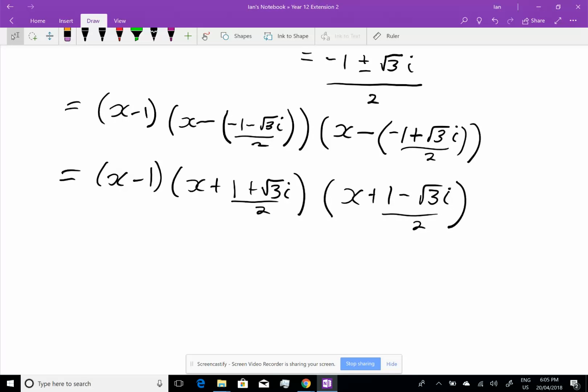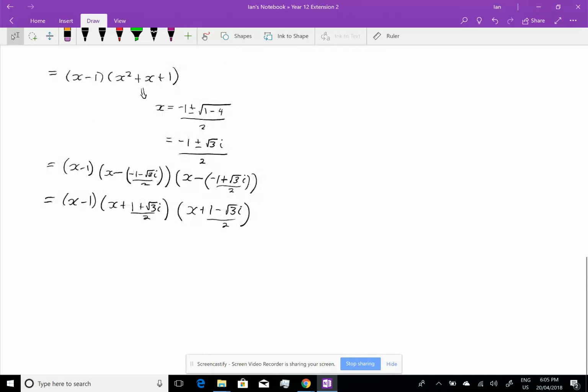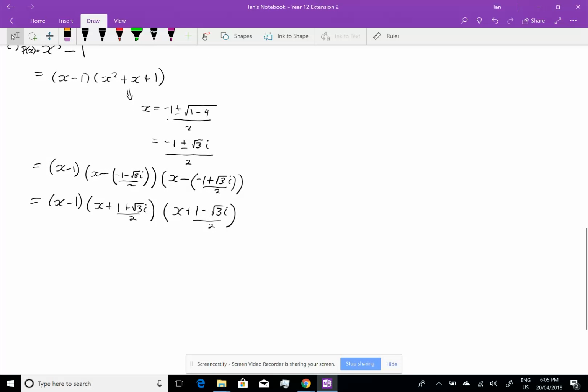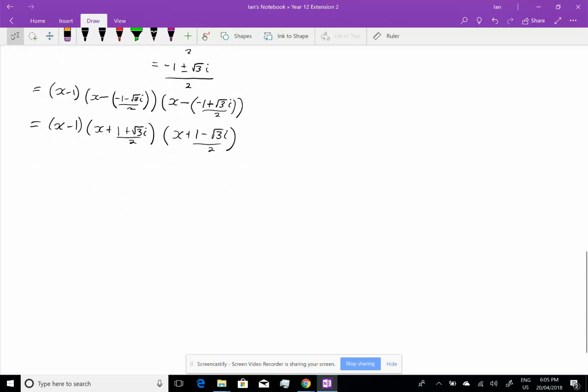So let's have a look at exercise 5C, question 6. I'm just double checking that one: x minus 1, x plus a half plus root 3 on 2, x plus 1 minus root 3 on 2. Yep. Now, it says factorise over the complex field: 3x squared plus 2x plus 1. I'll call that P of x.